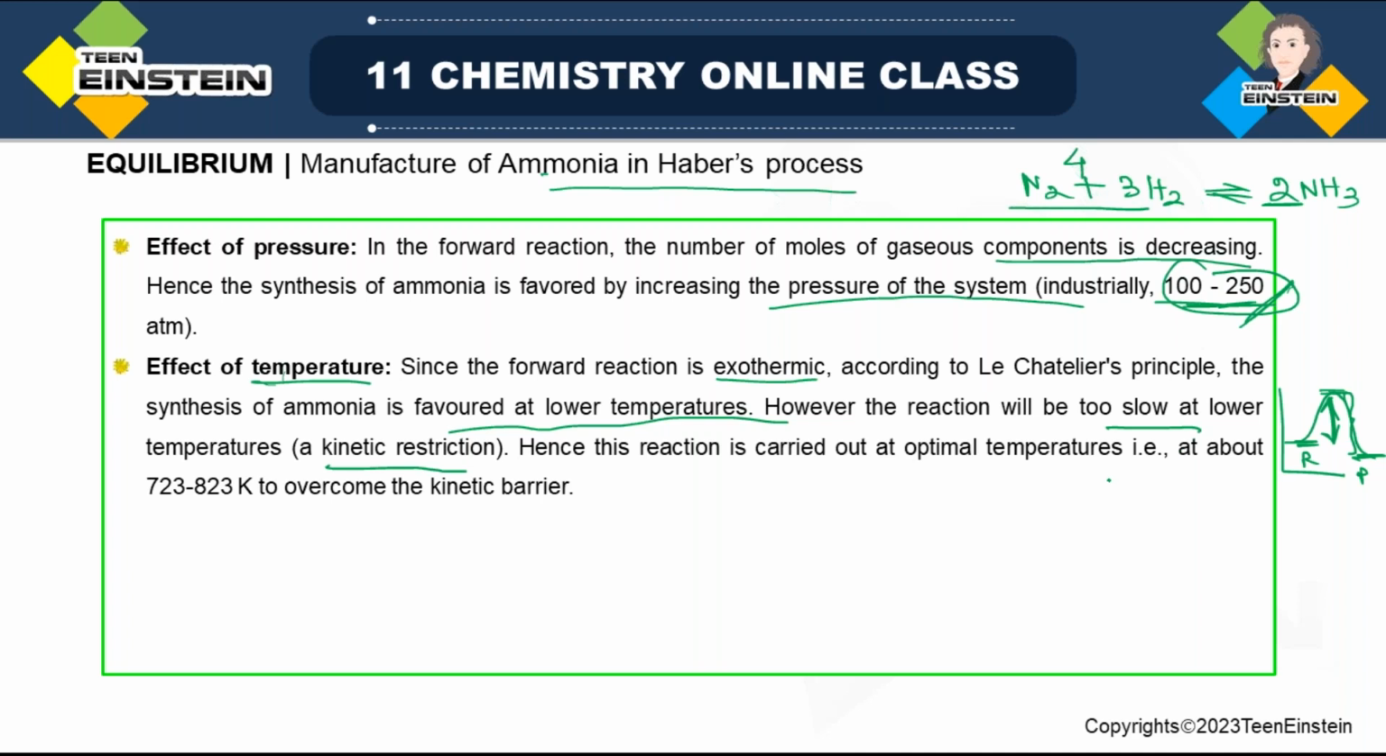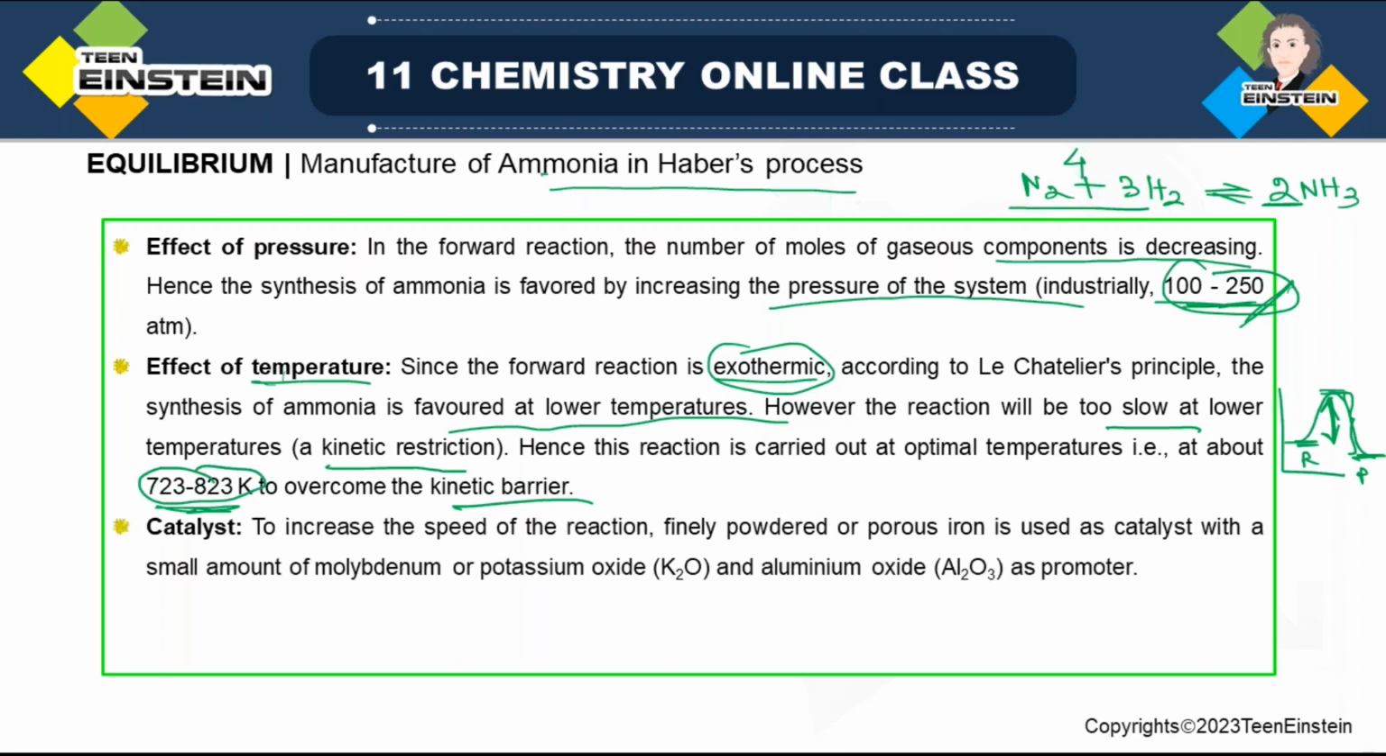So that is why, keeping both the factors in mind, the temperature is maintained at this value. If you simply look at the value, that is 723, 823 kelvin, which is around 450, 500 degrees Celsius, right? It seems a very high temperature, but high temperature, low temperature, all these things are basically relative. So it is not just that you take care of the fact that it is exothermic and it should be low, but also the kinetic barrier we have to overcome. So keeping both the conditions in mind, we have to maintain this temperature.